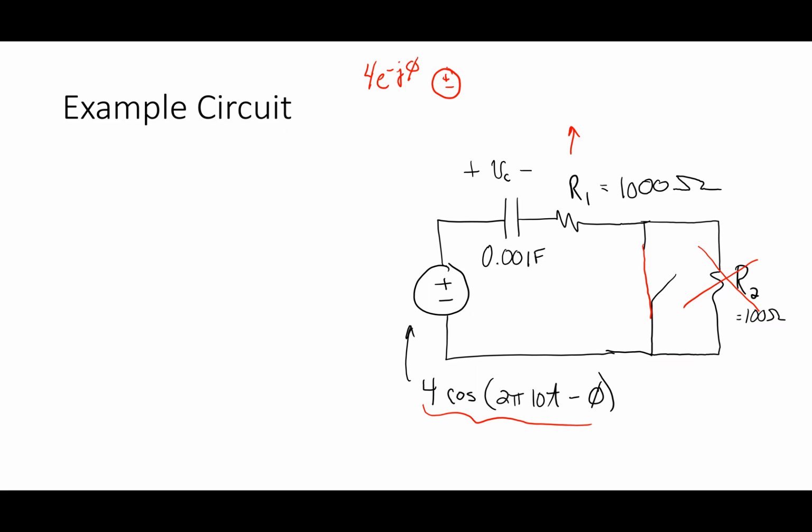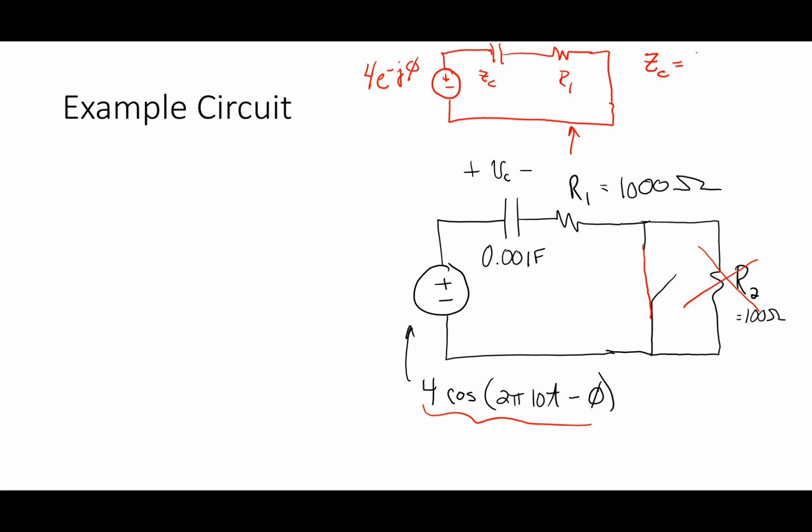Okay. And then there's the capacitor. That gets replaced by an impedance, Z sub C. And the resistor here, R1, gets replaced by an impedance, but in this case it's just R1, it doesn't change. Okay. All right. So what is Z sub C in this case?